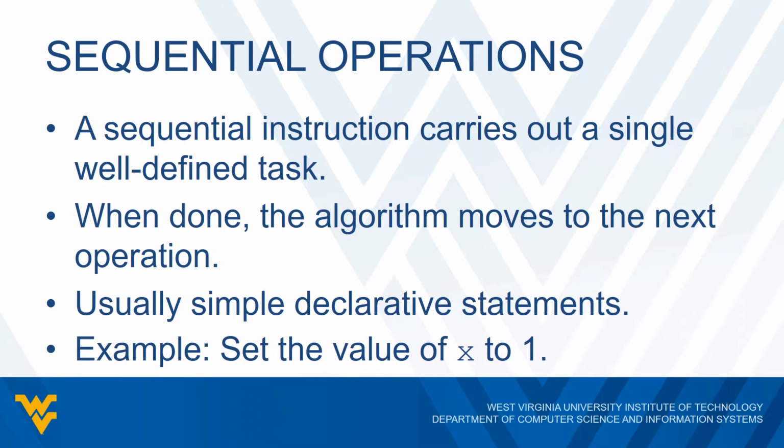Just to give you an example, we may say set the value of x to 1, where x is a variable, and we'll talk more about it, but it stores some value. We may say something like add a cup of butter to our mixture in a bowl if our algorithm is some type of recipe. Or maybe we have an algorithm that involves a checking account. So a sequential operation may be something like subtract the amount of the check from the current account balance. But the whole point here is that we have a single task that performs some type of operation, and then we move on to the next one.